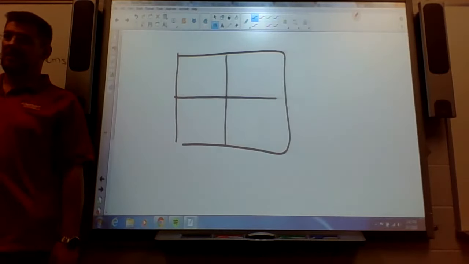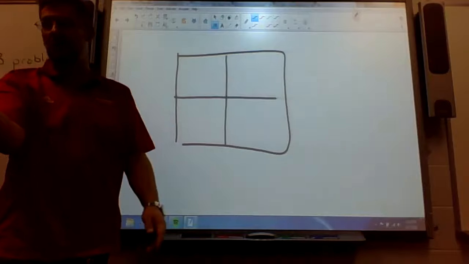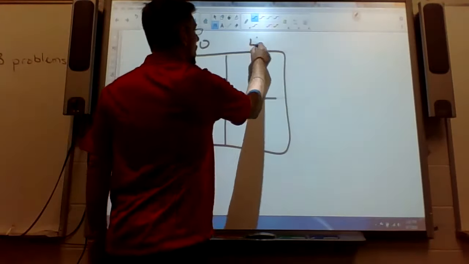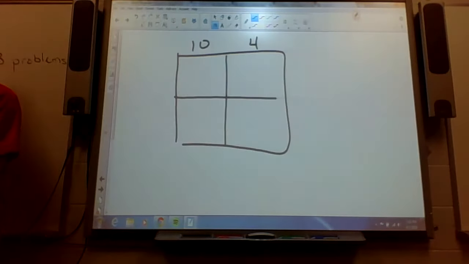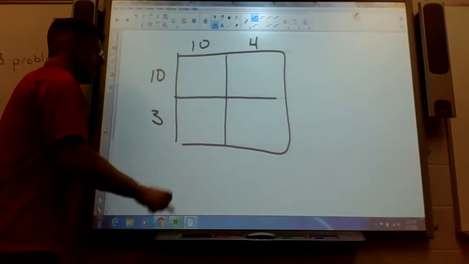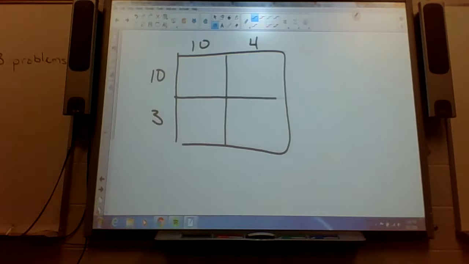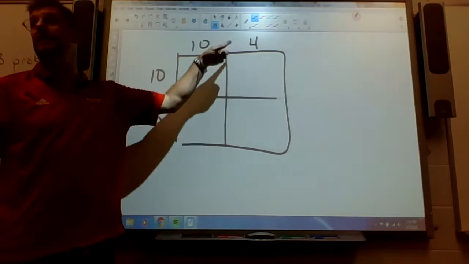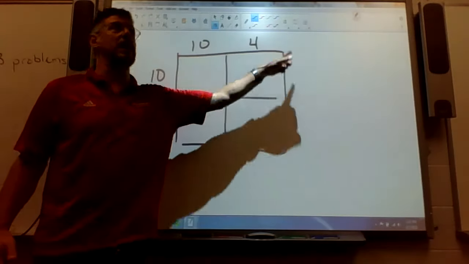You can do 10 and 4. That's what I chose, right? Because multiplying by 10 is easy, right? Okay, Jesse, what would you break down the 13 into? 10 and 3. I like those numbers. All right? So then I multiply stuff together to find the area of each individual square, right?